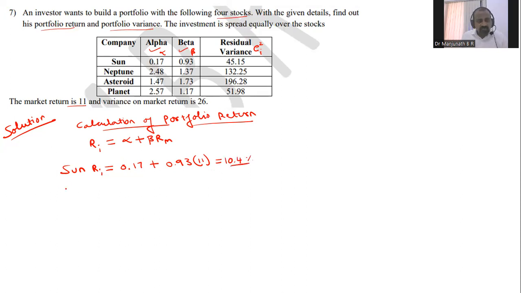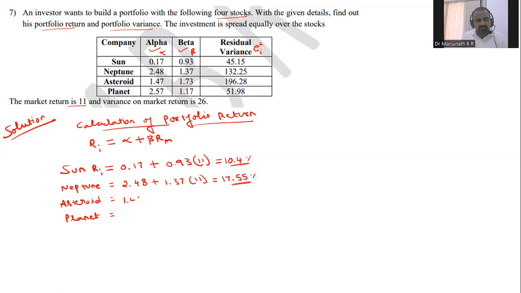In the same way, we can proceed with Neptune, Asteroid, and then Planet. Let's get the individual returns for these companies. For Neptune, we have alpha 2.48 plus 1.37 as the beta, multiplied again with the 11 because RM stands for market return. If you simplify this, you should get 17.55%.